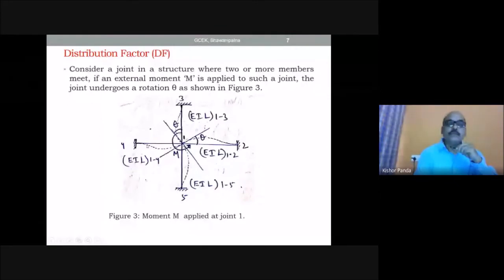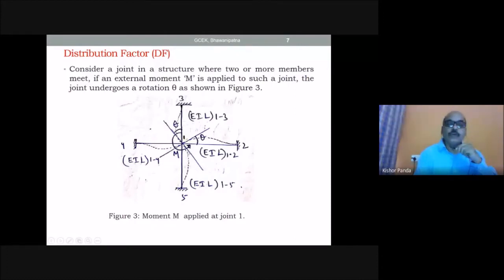Four members meet here. Here how many? 1-2, 1-3, 1-4, and 1-5. Five members meet. If you apply the external moment M to this joint, the joint undergoes a rotation theta as shown in the figure. Due to the application of this moment M at the joint, this is the deflected shape or elastic curve.